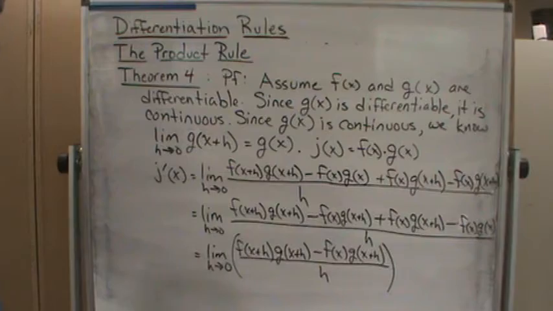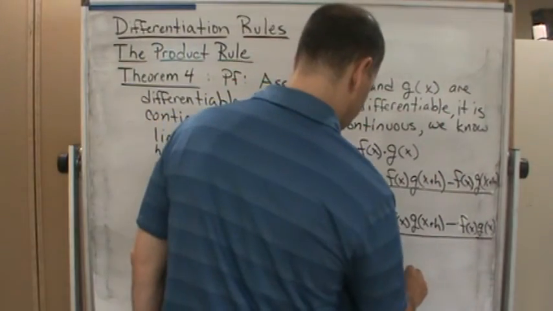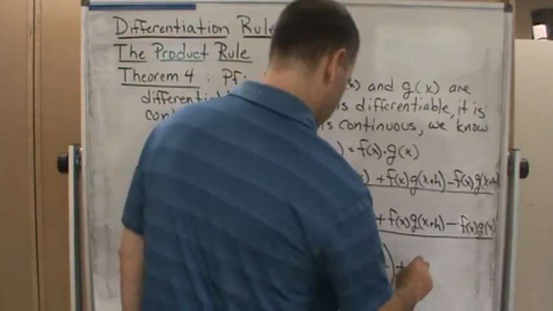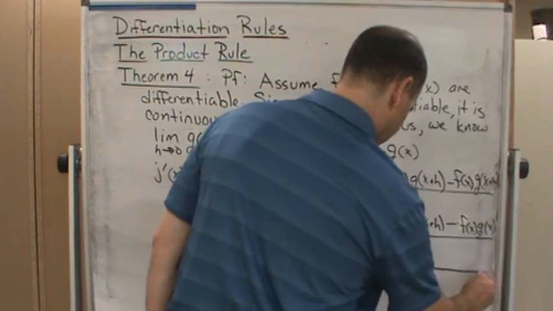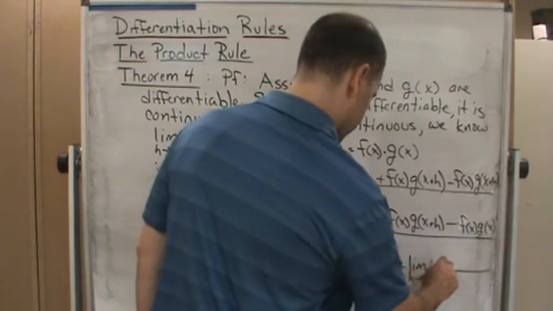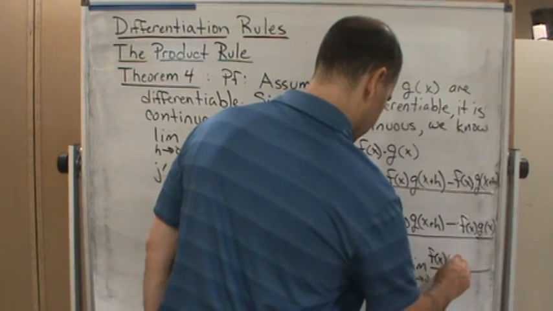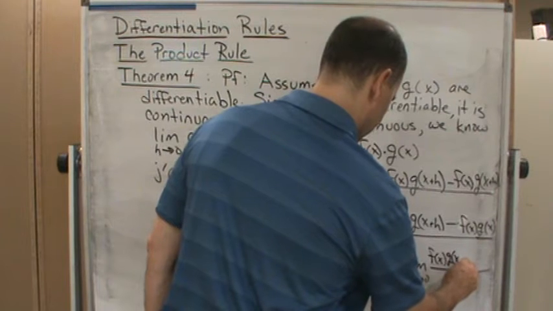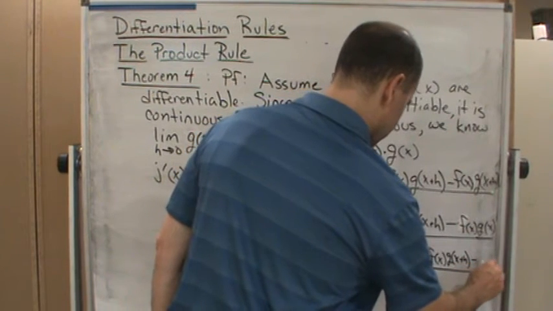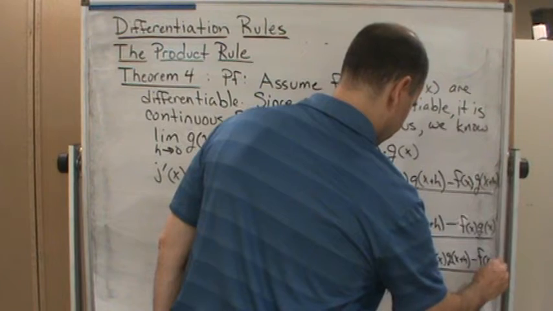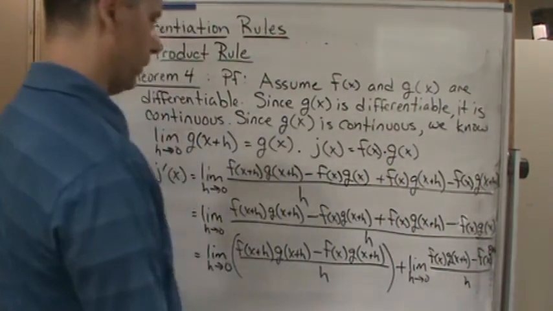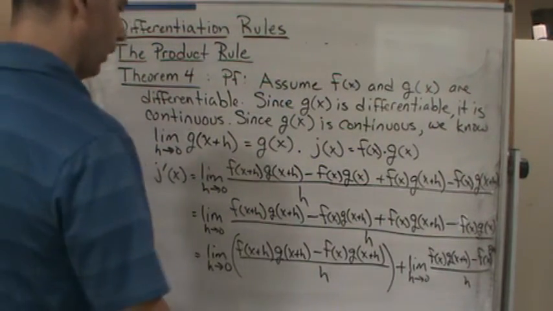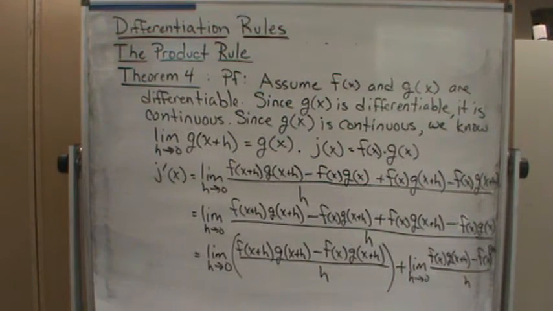And then we get plus, now I'm going to have to write a little bit smaller, plus the limit as h approaches 0 of, now the second part is going to be f of x times g of x plus h minus f of x times g of x over h. Okay, now you can see we can factor.